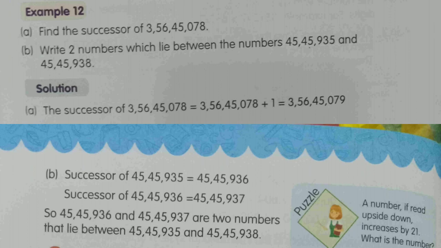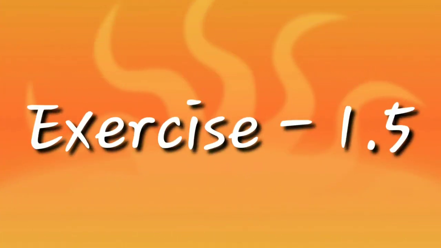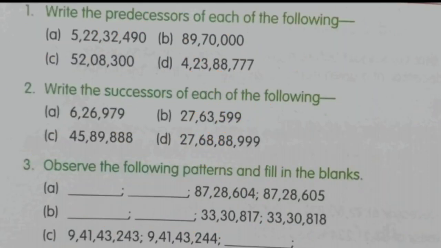I think now we are ready to solve our exercise 1.5. Let's have a look at the questions that need to be solved. This exercise consists of 3 questions. Let's start with the first question: write the predecessors of each of the following. So we need to calculate the predecessor of the given numbers.